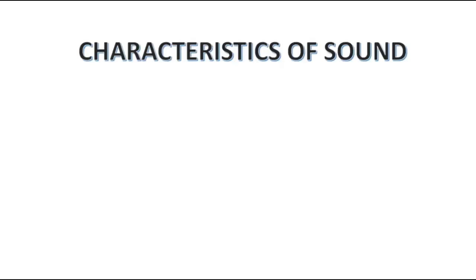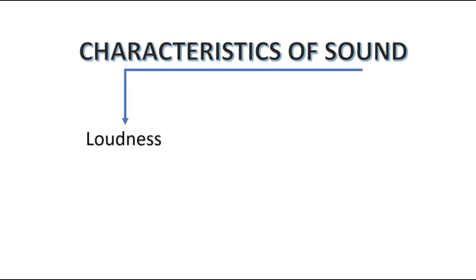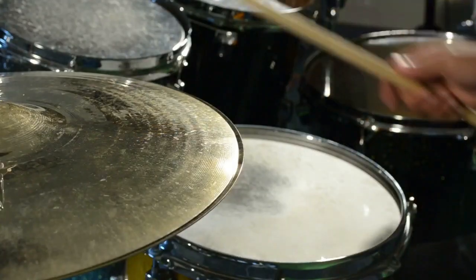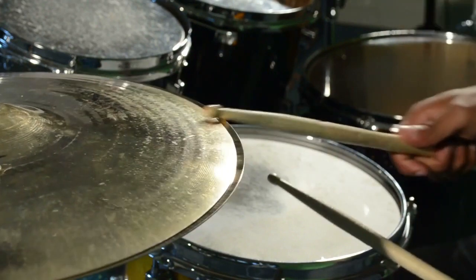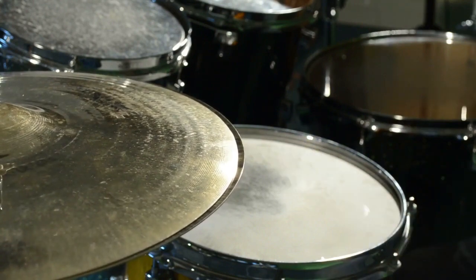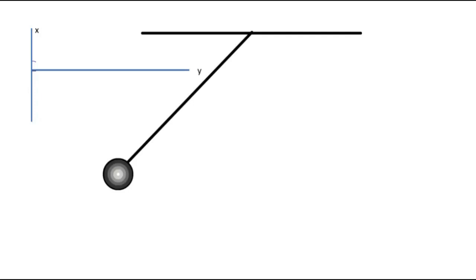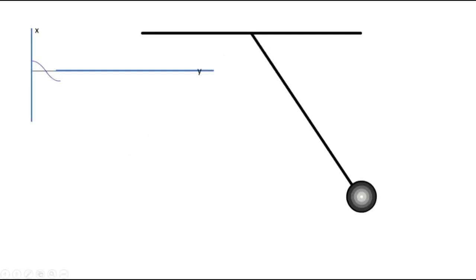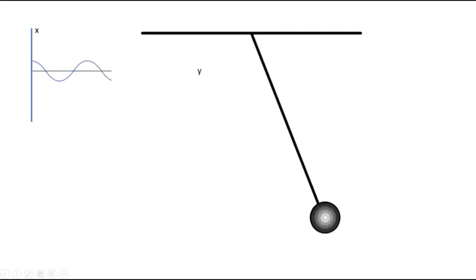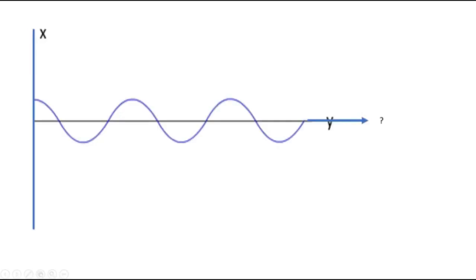Now we'll take one more concept, and that is the characteristics of sound. One of the characteristics is loudness. You all have studied that vibration is required to produce sound. In the previous video tutorial, you have seen how a vibration can be represented in a graph in the form of a diagram, or we can call it a wave.